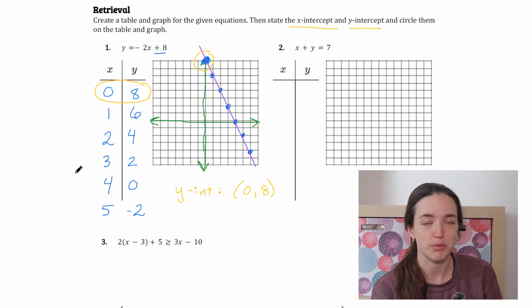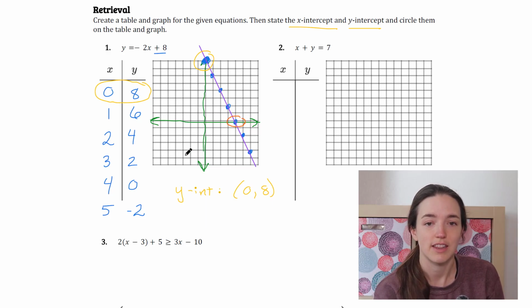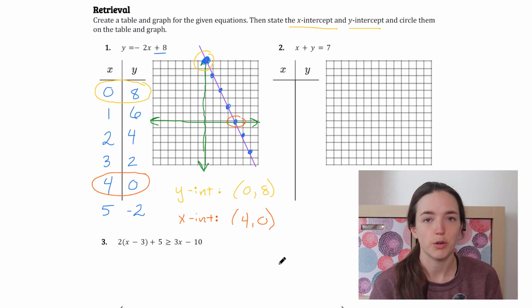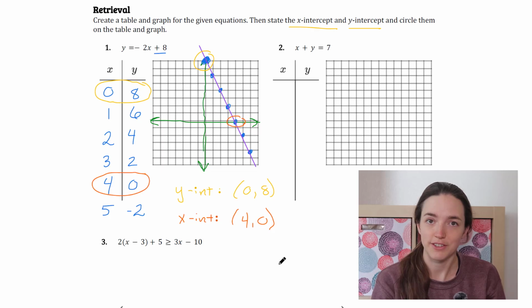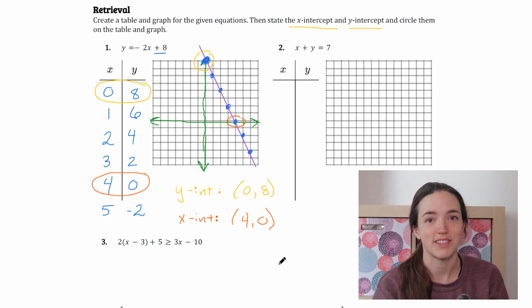The x-intercept is where the graph crosses the x-axis. So that was right here. That happens to be where y is equal to 0. So at this point. So in general, your y-intercept is going to be 0, and then a number. And your x-intercept is going to be a number, 0.